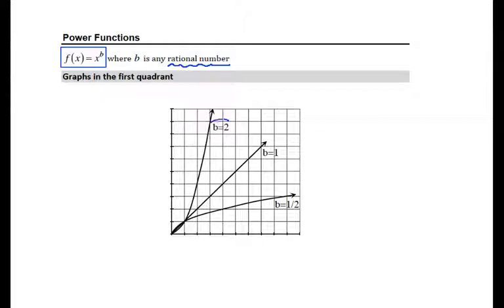First of all, if b is equal to 2, we recognize that as y equals x squared, which is just a parabola. So it doesn't seem like a new class of functions at first. Also, if b is equal to 1, we end up with just y equals x, which is the identity function, or also is just a straight line. This is a straight line through the origin with slope 1.